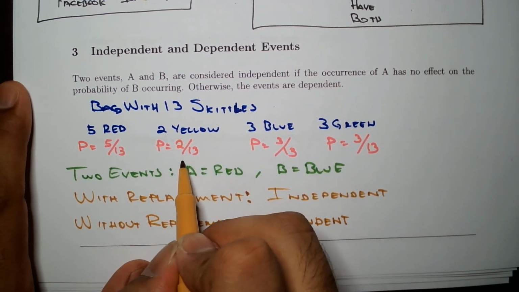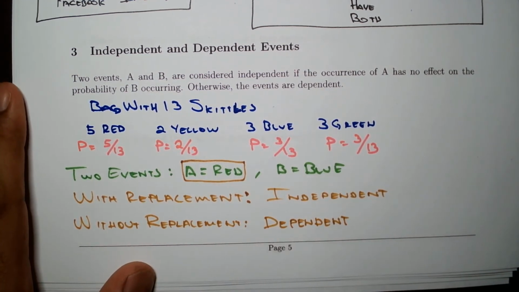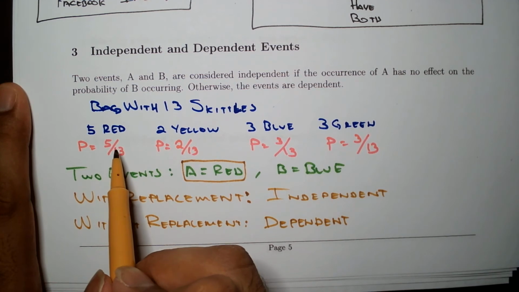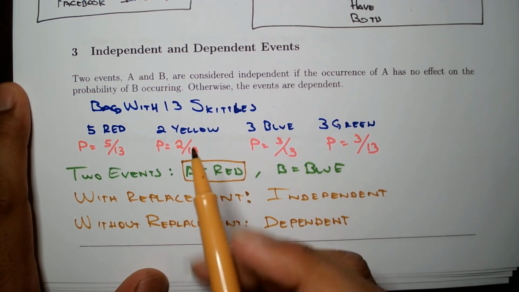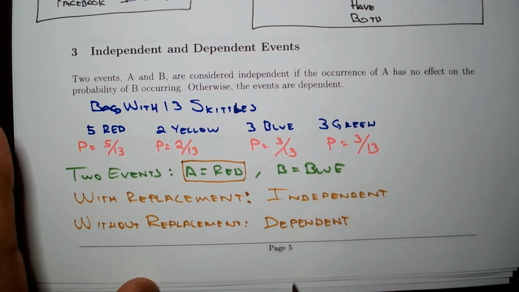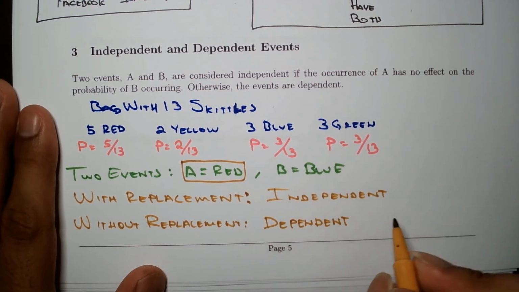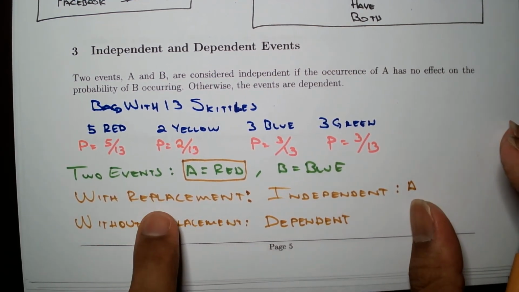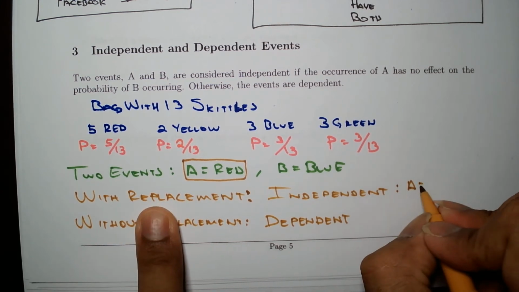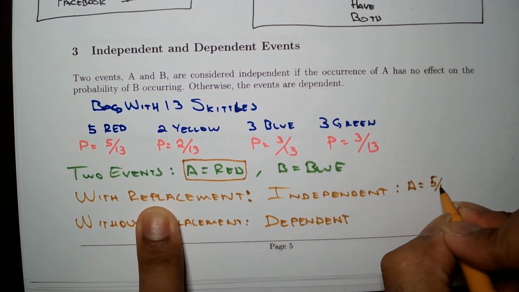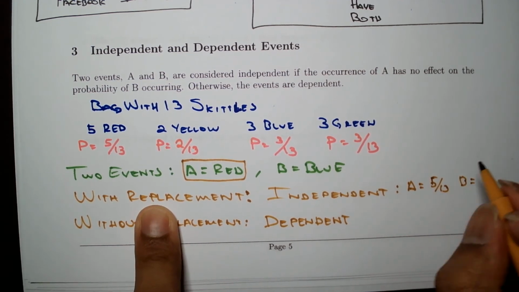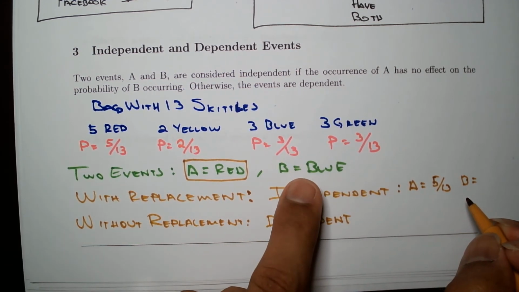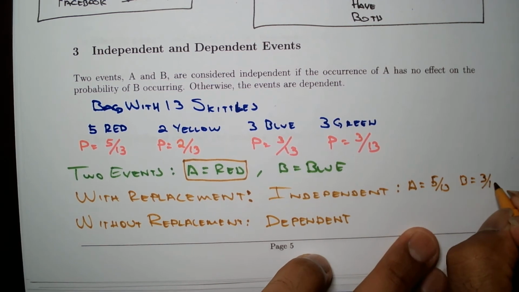But otherwise, if we do this without replacement, then we are talking about a dependent event. Because we want the first one to be red. What is the probability that red occurs? That we get a red Skittle? The probability is 5/13. Okay? So let's say A happens. So the probability of A, with replacement, if we put it back in the bag, then the probability of B event, that is to get a blue Skittle, is 3/13.